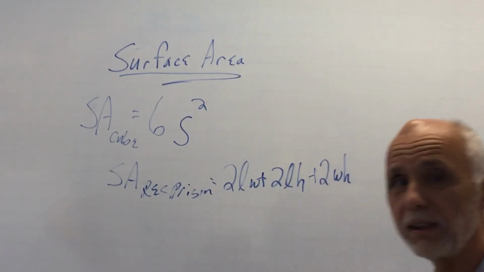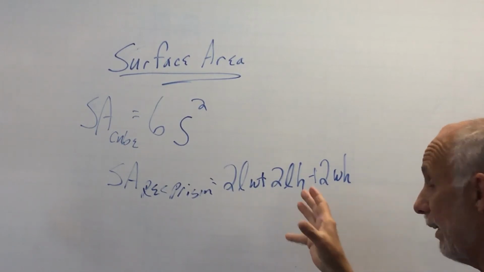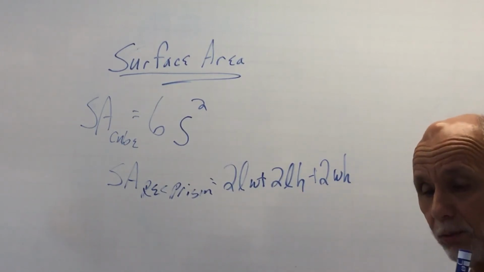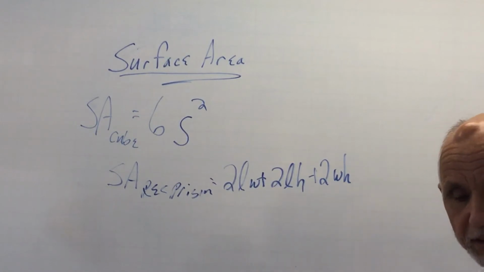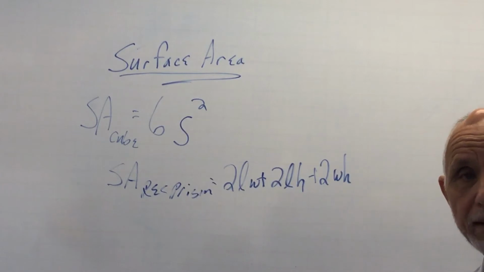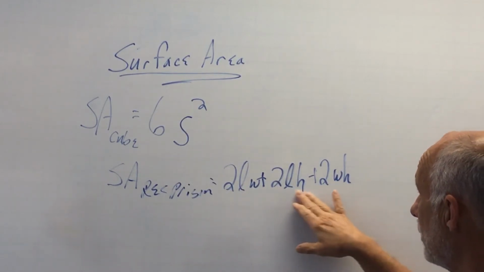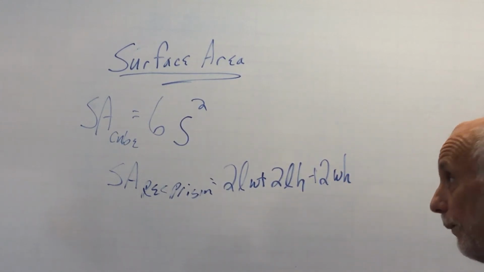And again, this is a kind of long formula, because there's a lot involved. You have length, width, and height, and you have them in different combinations depending on top and bottom, front and back, left and right. But again, if you just find out what those measurements are and plug them in, then you can work it out.